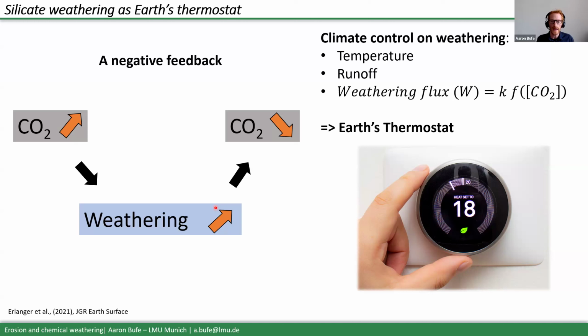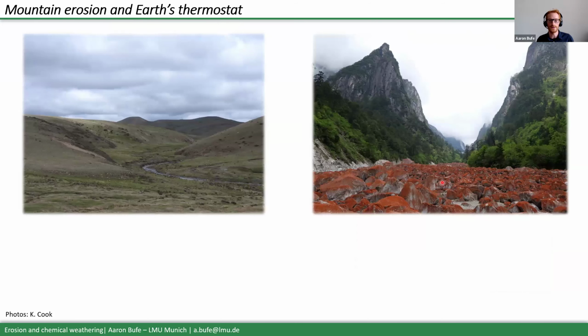What I want to ask today is, what controls the temperature that this thermostat is set to? Essentially, what controls how efficient these weathering reactions are? In other words, you could think of it as what controls this parameter K in this equation. So at what temperature do silicate weathering fluxes balance the degassing from the crust and mantle? And again, there's been an idea around for a while, and that is that this efficiency of silicate weathering is controlled by the exposure of fresh material at Earth's surface.